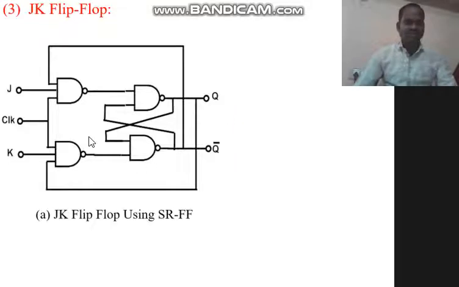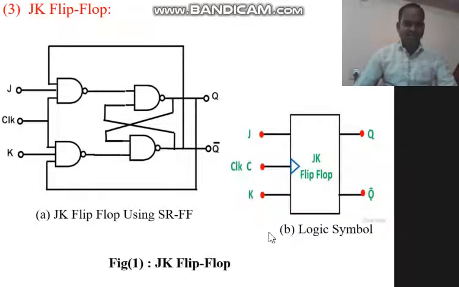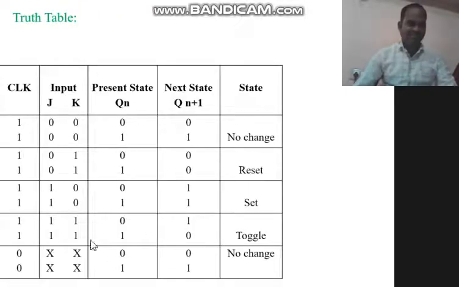So this is the logic diagram for the JK flip-flop, and the block diagram for the JK flip-flop is like this. J and K are both inputs. Here two inputs are there. One is J, the second one is K. Then the clock pulse, and the Q and Q bar outputs. The truth table for this JK flip-flop is the same as the SR flip-flop. So clock pulse, J and K two inputs, present state QN, next state QN plus 1.